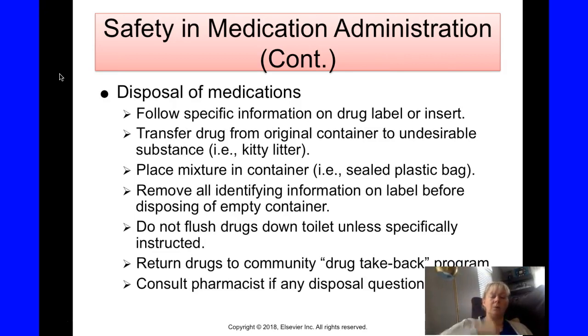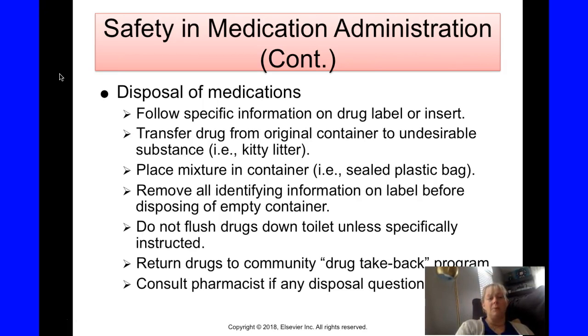Disposal of medications is another safety concern because people are putting them in the toilet and they end up in lakes and things like that, which is dangerous for fish as well as our drinking water. We just don't know what's not filtered through correctly. So we need to follow specific information. Transfer the drug from the original container to an undesirable substance like kitty litter.